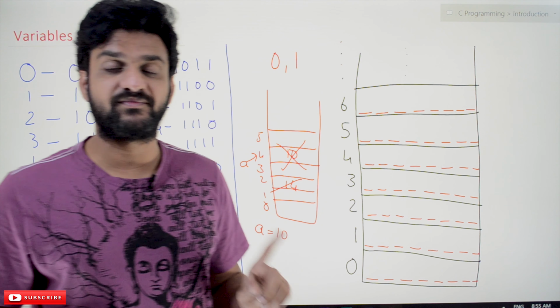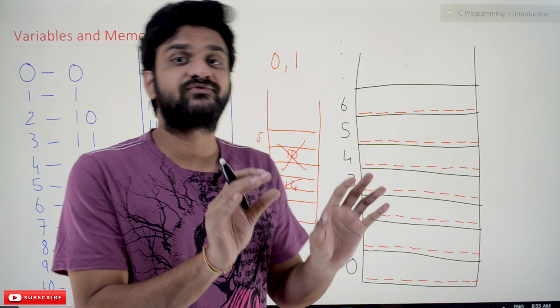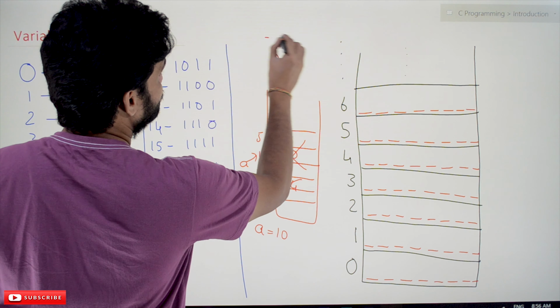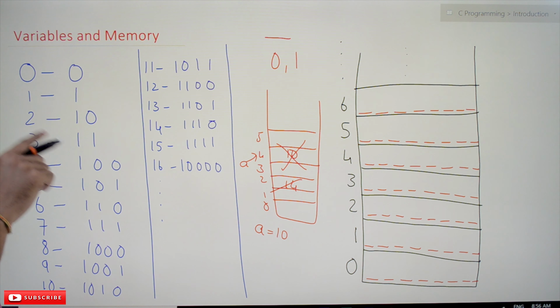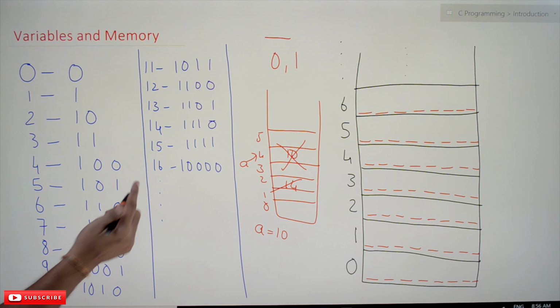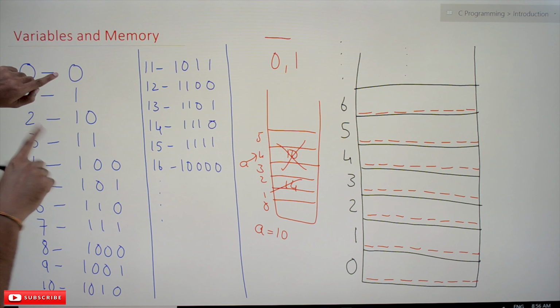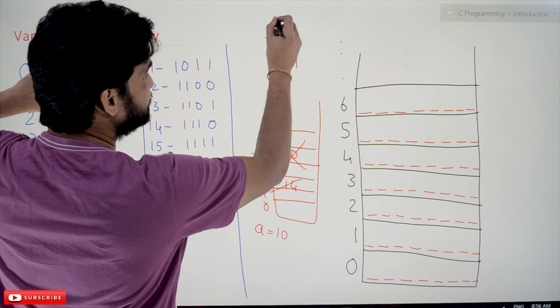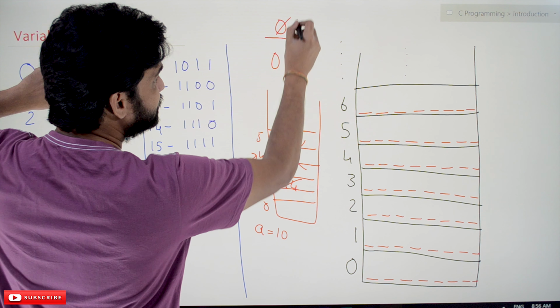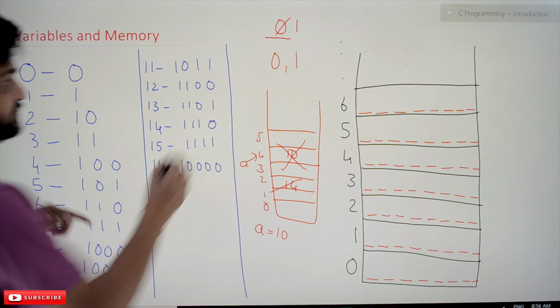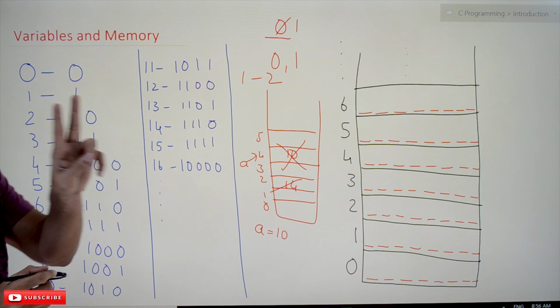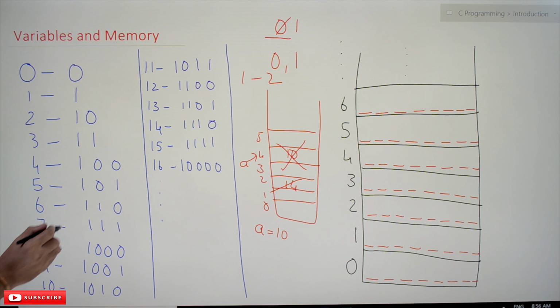That point you have to remember. But the point that you have to understand is, for example, if we have only one bit, how many numbers can be represented? We can represent either 0 or 1. So with one bit we can represent two decimal numbers. It is 0 or 1.